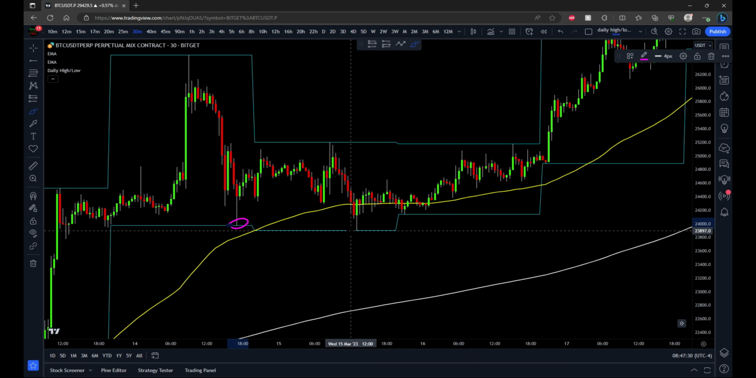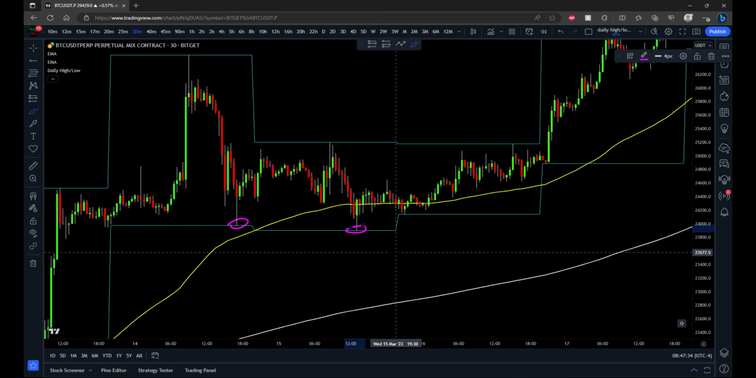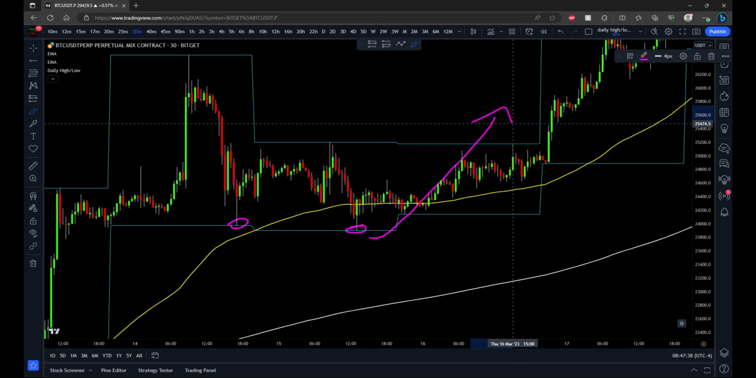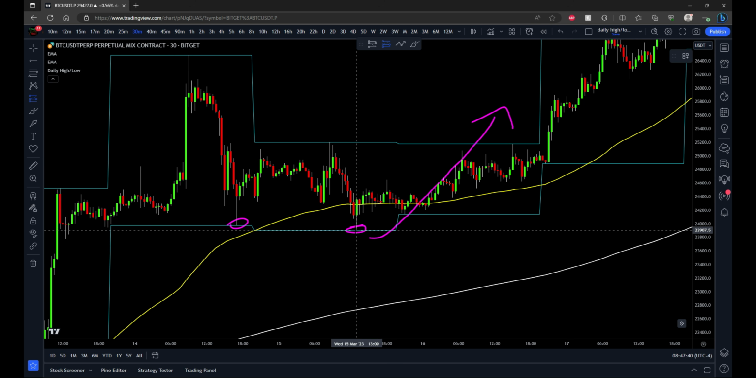So previous day low here. This is our sweep down below previous day's low, and it's a fake out. So this is success, easy 1 to 2 risk to reward ratio.